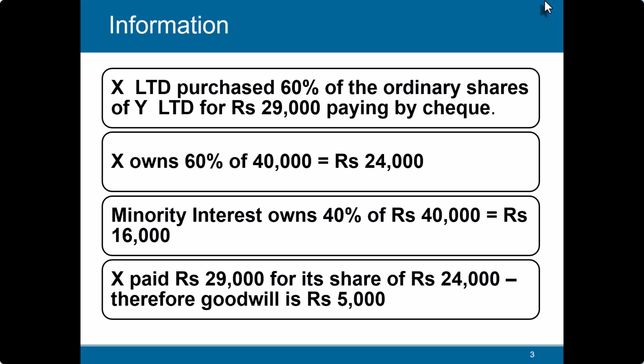And how much is the goodwill paid? 5,000. Just focus here. How much goodwill has company X paid to acquire Y? Just show me the math. Just tell me the two numbers. 29,000 is what they have paid, and how much worth of shares have they bought? 24,000. So how much extra have they paid? 5,000. The shares of Y Limited were worth 24,000 and they paid 29,000. That means they have paid 5,000 rupees extra, so it will be shown as goodwill.